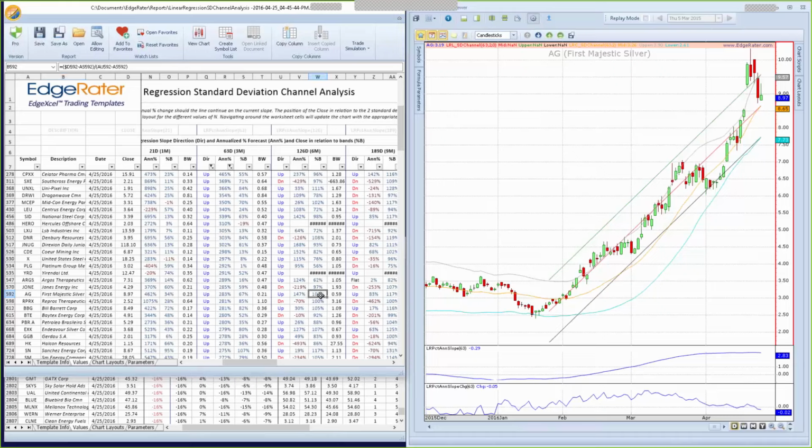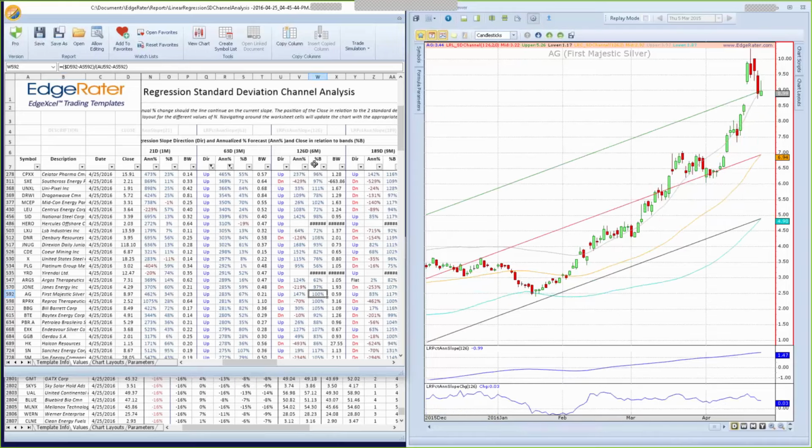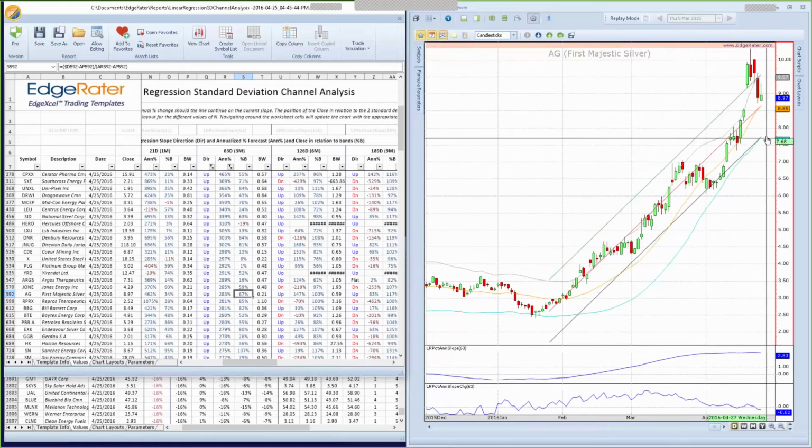So First Majestic, I'm going to click on that. This is the 6-month column now. You can see over in the 6 month that it is right at the upper channel line. In the 3 month, it's 67% of the way between the lower and the upper channel line. So if you want to find things that are moving up but are also at the lower part of the channel, you can easily do that just by scanning through this column here.